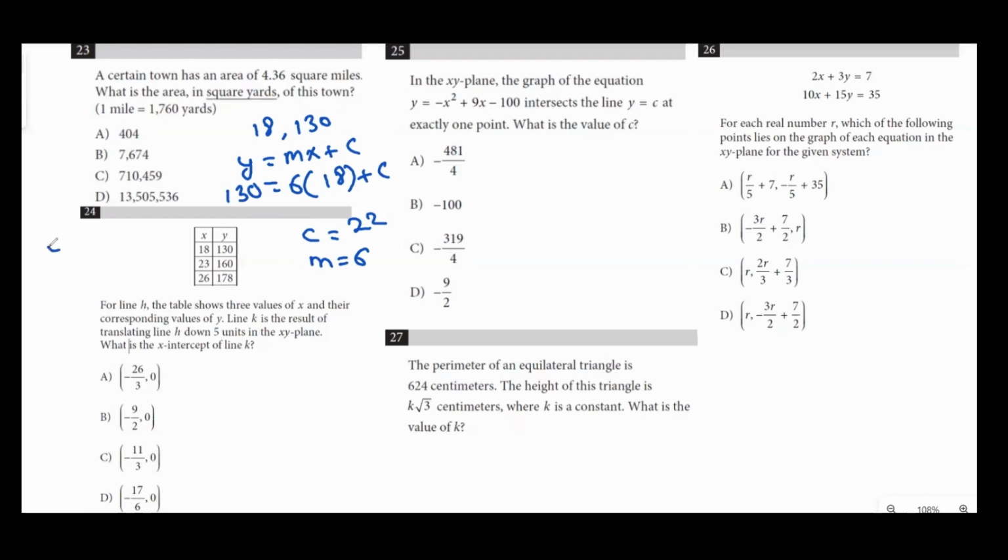Either I can make the equation, because y is equal to mx plus c, and that is y is equal to 6x plus 22. And this line is 5 meters down. That means I have to subtract 5 from here. That means if I talk about line L, y is equal to 6x plus 17. Now I have basically 4 points.